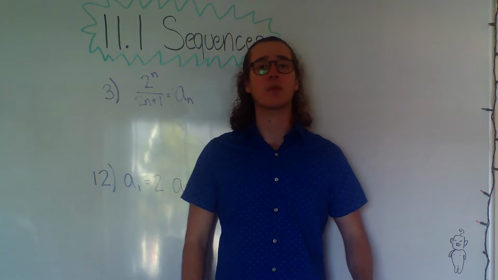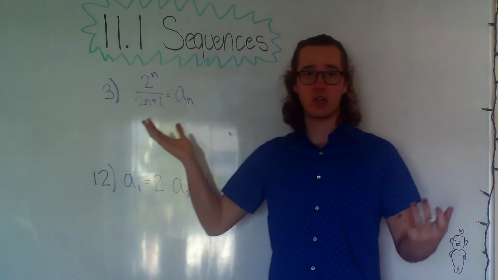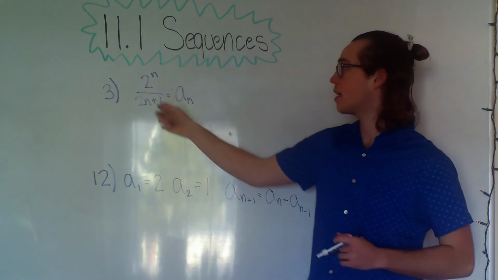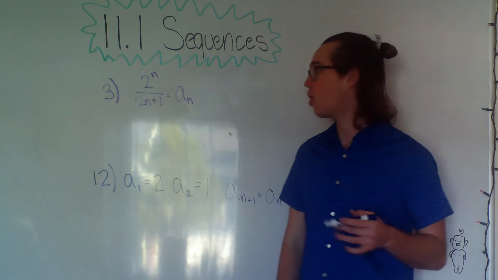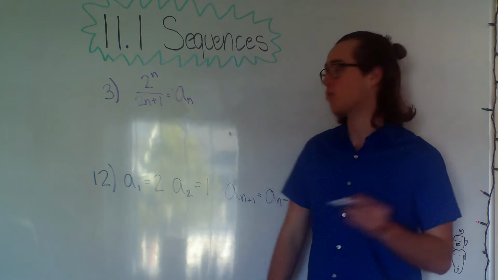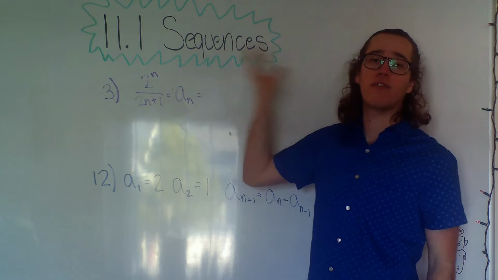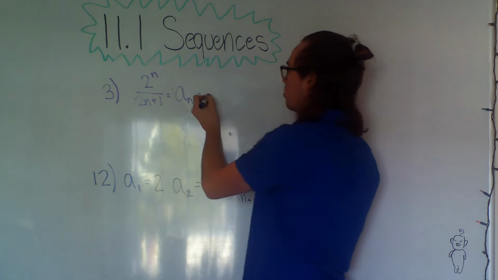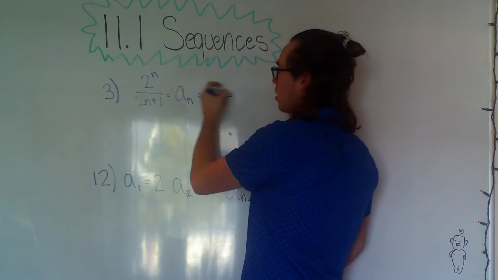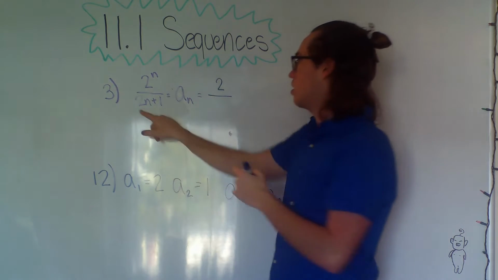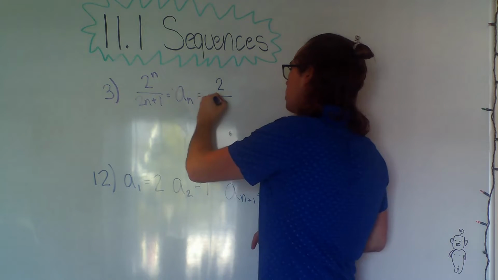So for the first two practice problems, we are going to list the first 5 terms of the sequence. So we have a_n equals 2^n over 2n plus 1. All we do is plug in 1, 2, 3, 4, and 5 to find the first 5 terms. Well, we get that this is equal to 2^1 over 2 times 1, so that's 2/3.